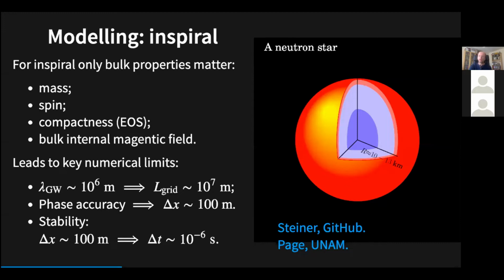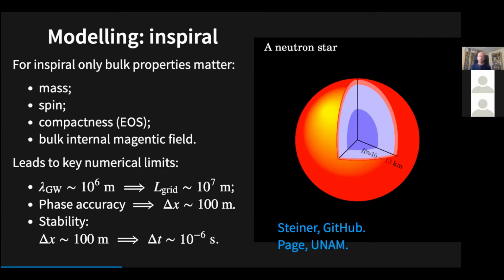So let's talk about what we need in order to model an inspiral. And in the hydrodynamics approximation, we're in the simple picture that we have here on the right-hand side of the slide. So the neutron star is being modeled as a fluid ball with no additional composition, except possibly for a bulk internal magnetic field, which we'll talk about later on. So this is our starting point for a simulation.